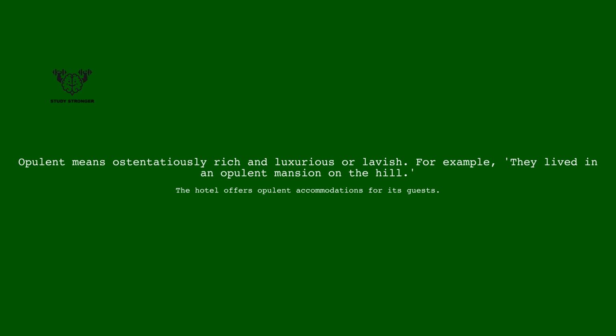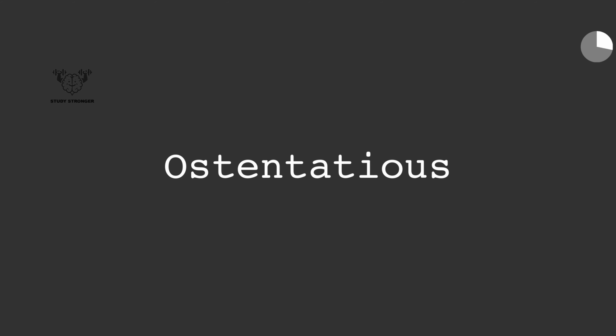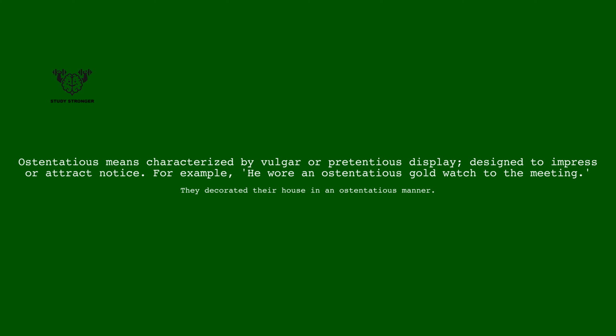Opulent. Opulent means ostentatiously rich and luxurious or lavish. For example, they lived in an opulent mansion on the hill. Ostentatious. Ostentatious means characterized by vulgar or pretentious display, designed to impress or attract notice. For example, he wore an ostentatious gold watch to the meeting.